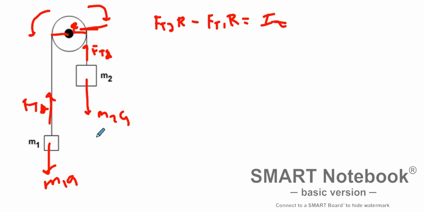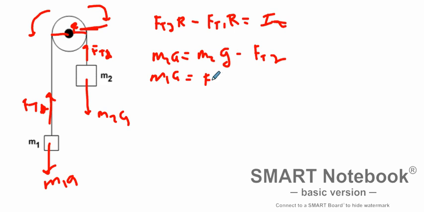Now, these equations: M2A equals M2G minus tension 2. This one's going to be M1A equals tension 1 minus M1G. And then we have three equations here. In this case, tension 2 does not equal tension 1. We have an alpha in this, but we can substitute alpha, which equals A divided by R. So we can substitute this in for alpha, and then we'll have everything in terms of A's and R's. Then you just solve the system of equations. So that's how that is done.